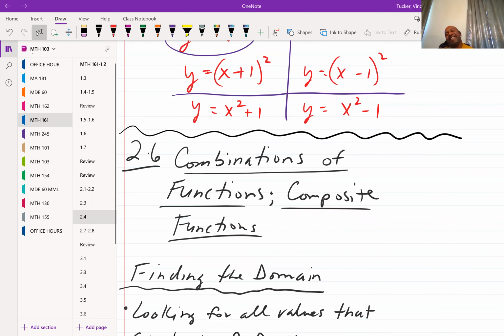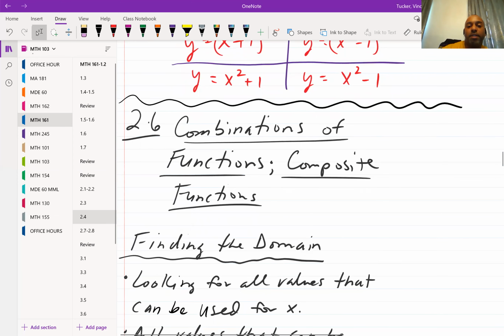So 2.6, combinations of functions and composite functions. All right, so is everybody done with the red? Make sure we're good, good.